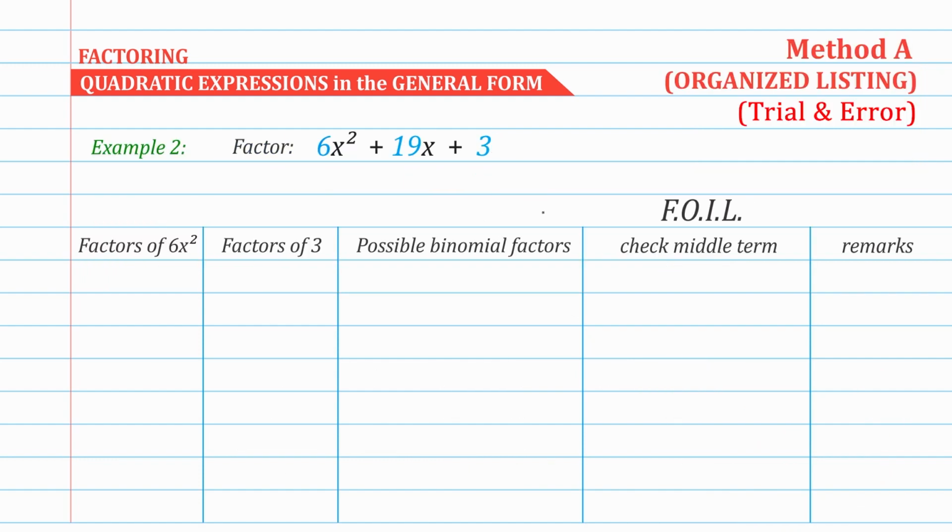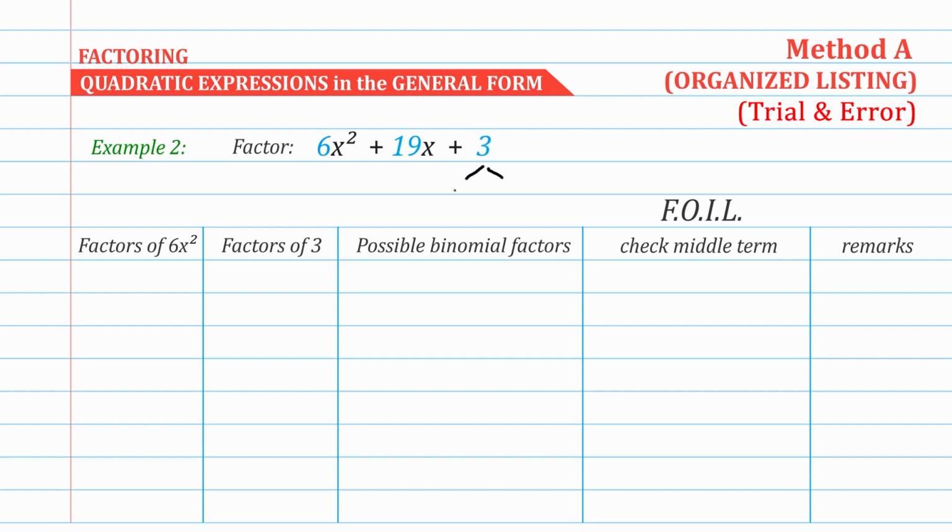Example number 2. We are now asked to factor 6x squared plus 19x plus 3. Nako, medyo marami na tayong kailangan i-consider ditong factors. Pero sige, tsagay natin using our technique that we got from the previous example. First, let's write all the possible factor pairs of 3.